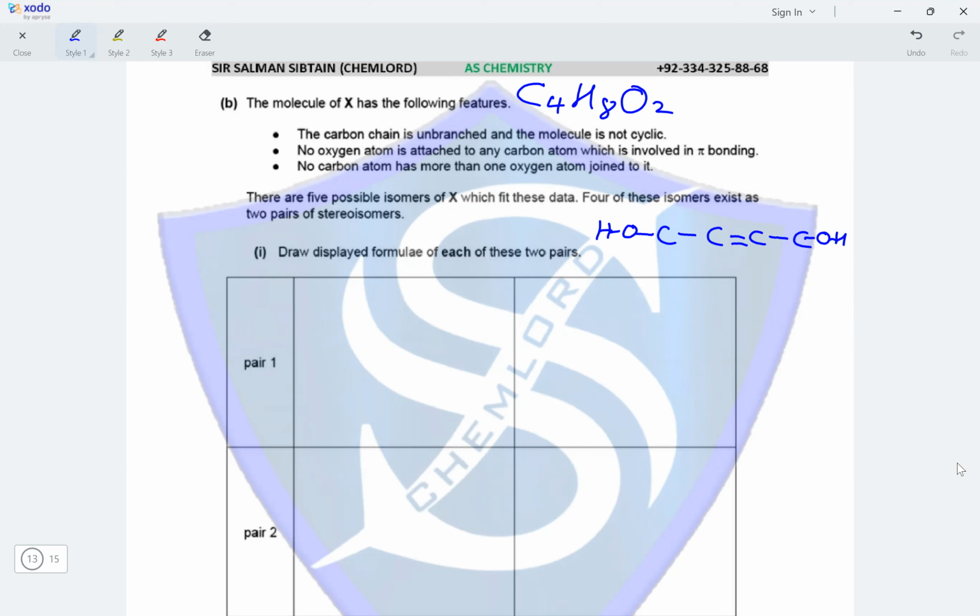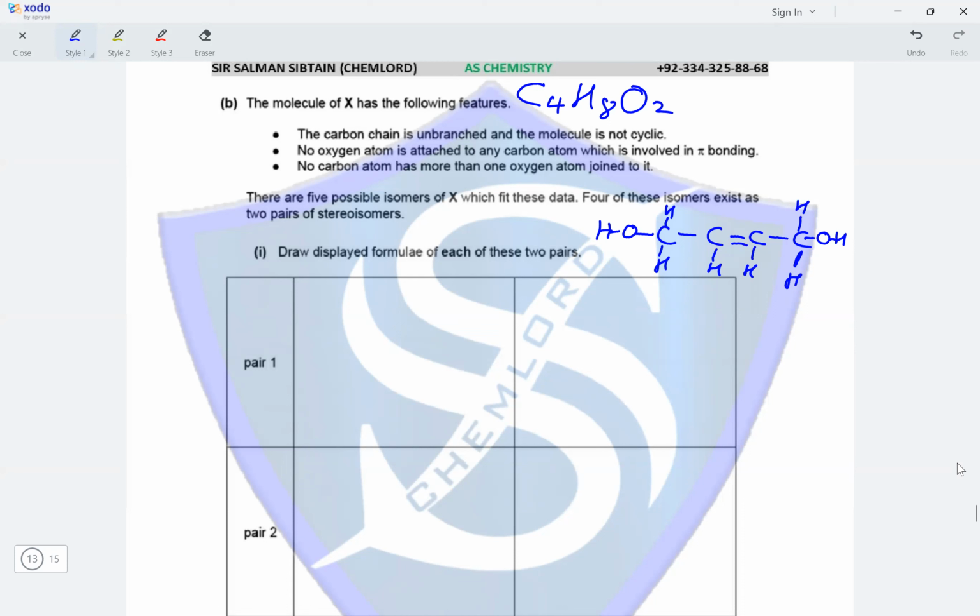So two hydrogens have been used up, six hydrogens remain: one hydrogen each on the two carbon atoms with the double bond, and four hydrogen atoms on the terminal carbon atoms. So this is the structure of one of the possible isomers of X. So draw the displayed formula of each of these two pairs. So pairs of stereoisomers. So a double bond would have a cis and a trans form.